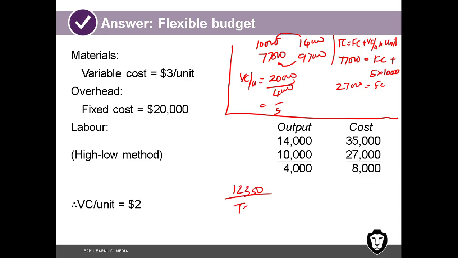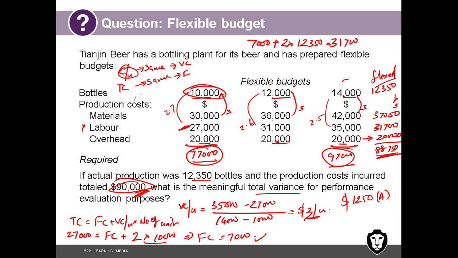12,350 units. How? Total cost equals fixed cost 27,000 plus variable cost of 5 per unit, multiplied by 12,350. So this is 61,750. 88,750. Is that the answer we got there? Yes, 88,750.